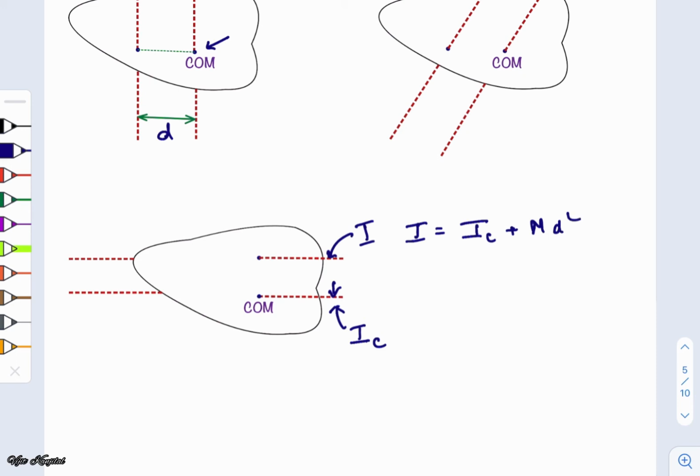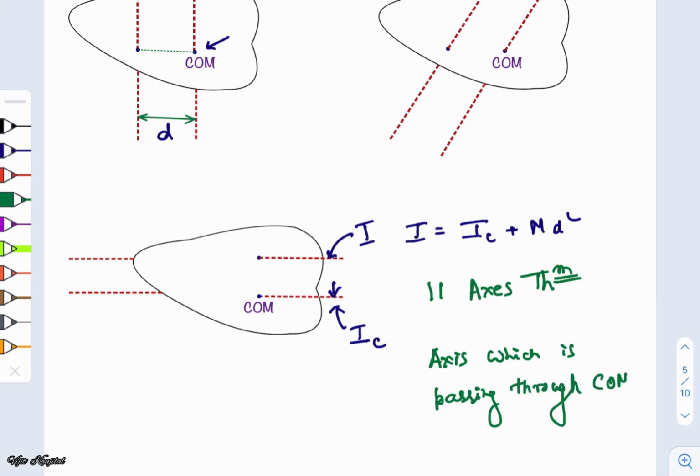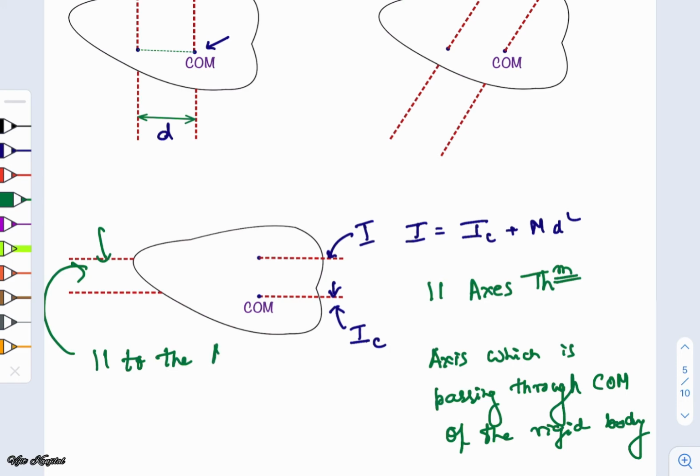So, for applying this particular theorem, which is the parallel axis theorem, we need an axis passing through the center of mass of the rigid body, and another axis, that is this axis, should be parallel to the axis passing through the center of mass. So this is clear, this is simple and easy.